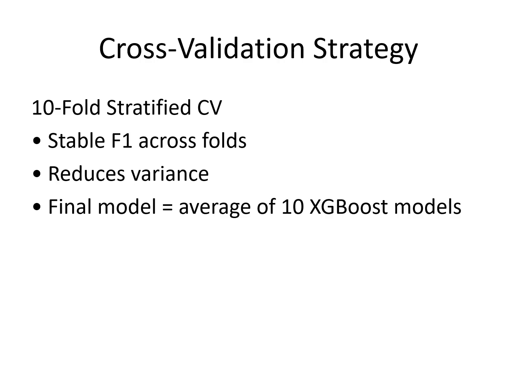To ensure my model generalized well, I used 10-fold stratified cross-validation. This means the dataset is split into 10 folds, each preserving the default rate. I trained 10 separate XGBoost models and averaged their predictions. This ensemble approach stabilized performance and improved my F1 score. It also helped address variance and reduce the impact of any single noisy fold.